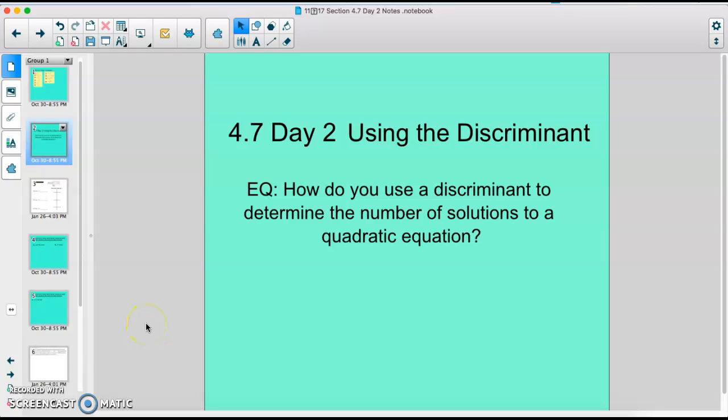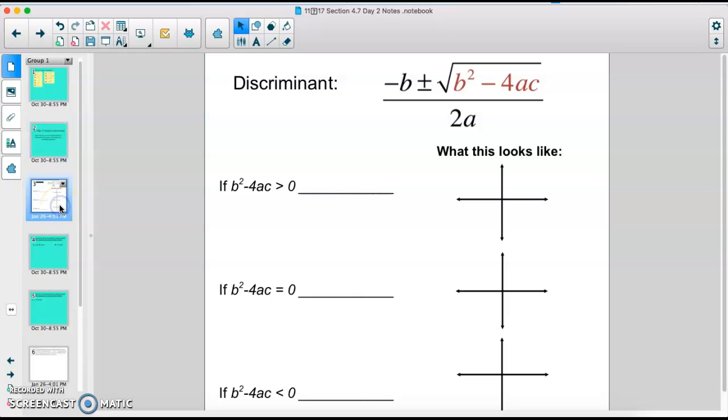Today we're using the discriminant. Our essential question: how do you use a discriminant to determine the number of solutions to a quadratic equation? We're going to talk about it, and then we're going to use our quadratic formula a little bit in working with problems. So we can determine how many real number solutions we have using the discriminant.